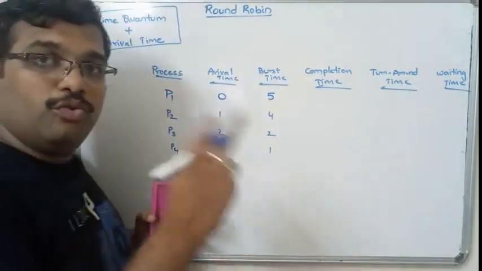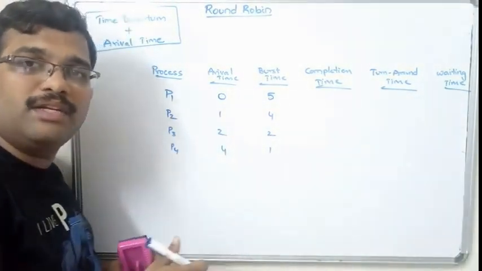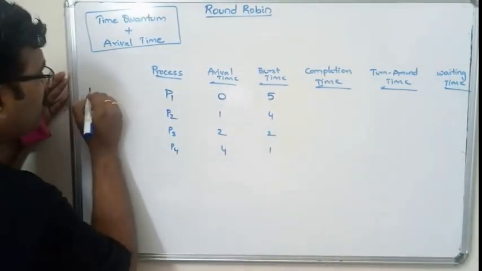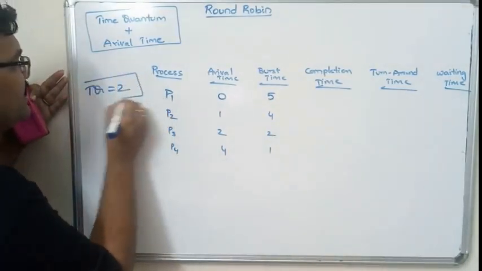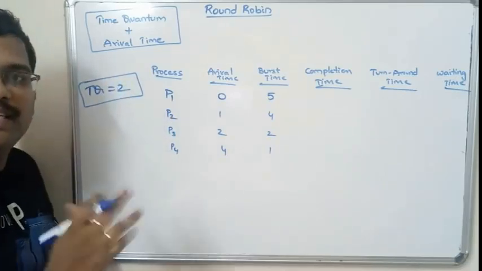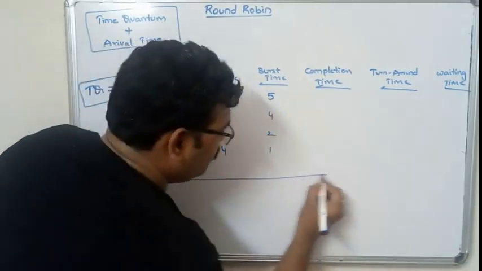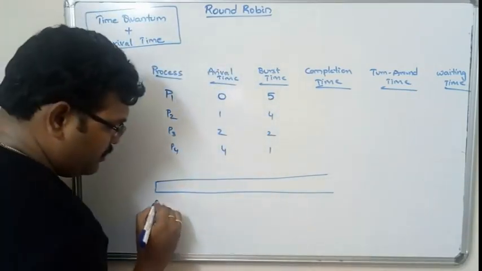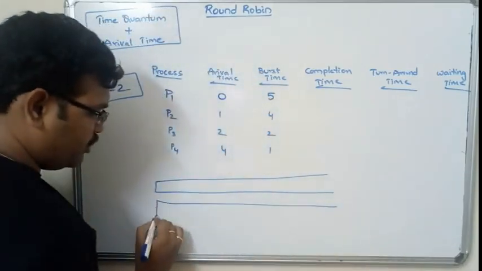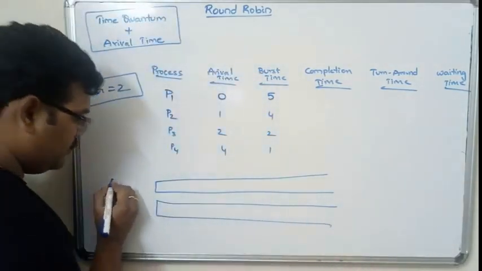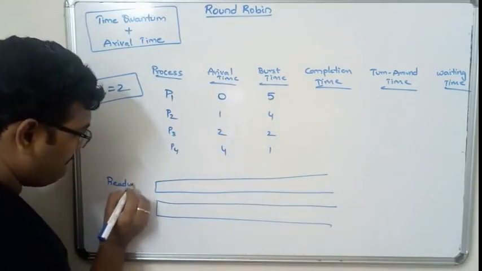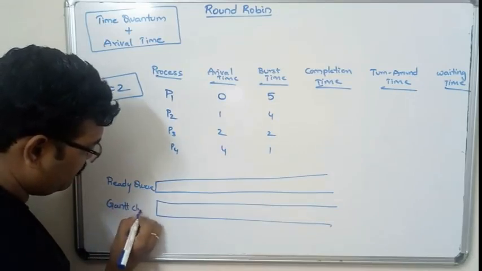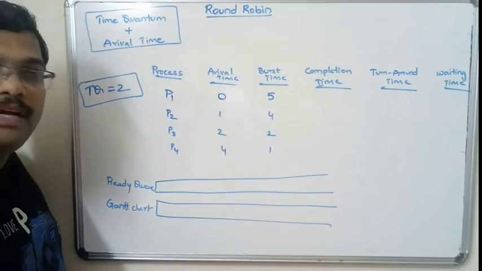For this we have to prepare 2 boxes, one for the ready queue and another for the Gantt chart. Let us take the time quantum equal to 2 milliseconds. Here the time quantum is 2 milliseconds. Now let us take the ready queue. This is the ready queue and we have to follow it to allocate the processes to the CPU. This is the ready queue and this is the Gantt chart.